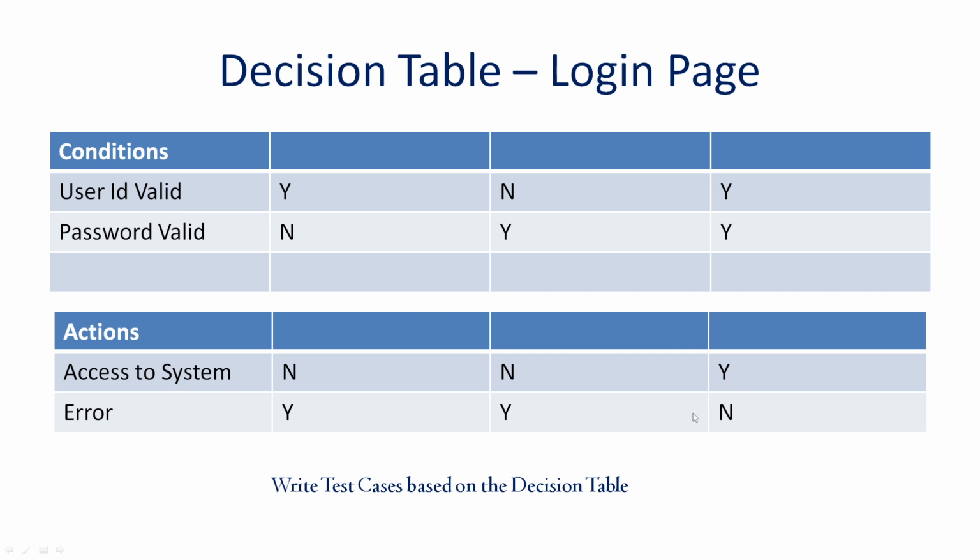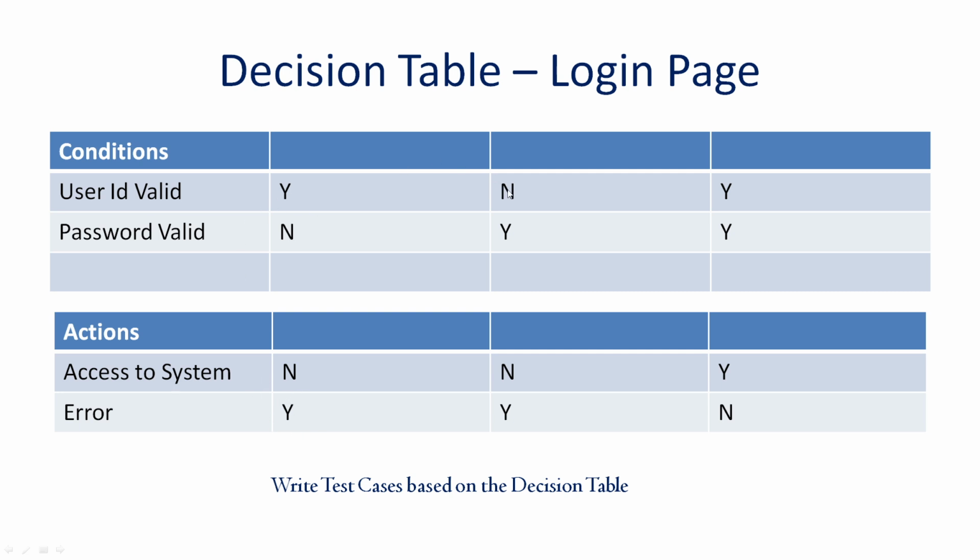No, there won't be any error message, because when you enter a valid username and valid password, you should be able to access the system and the error should not be displayed, right? So I hope you got this area. Now, these two are negative scenarios. What happens if I enter valid username and invalid password? System access, no. And error, yes, we should display an error.